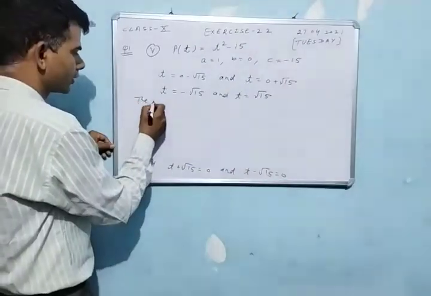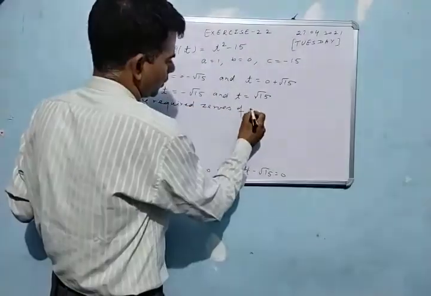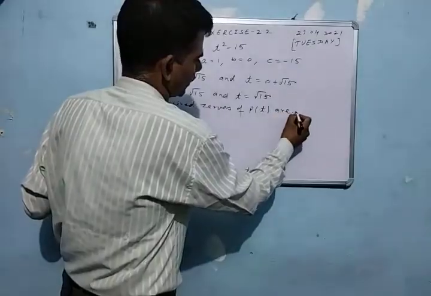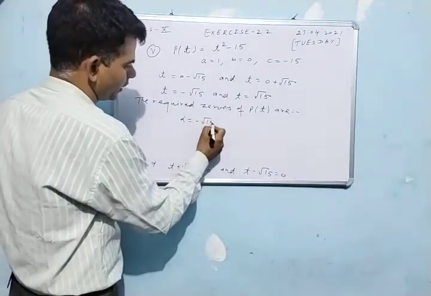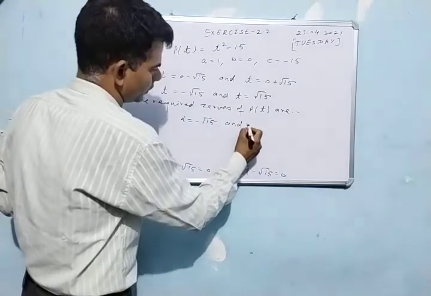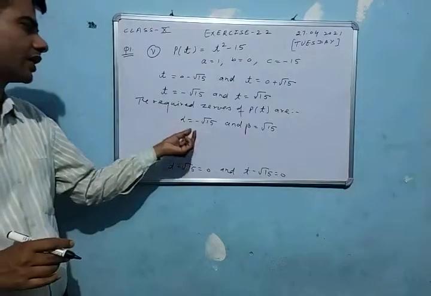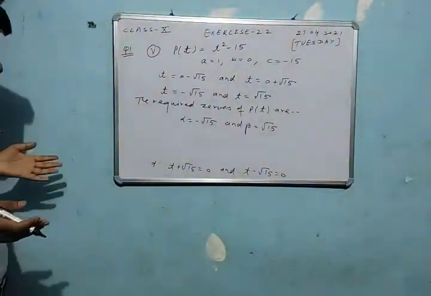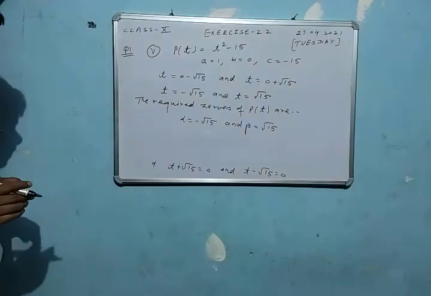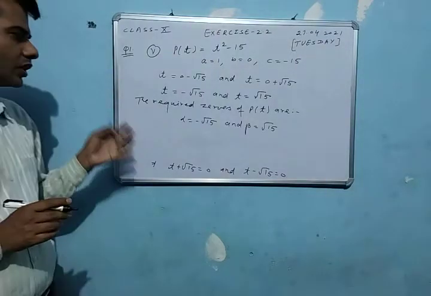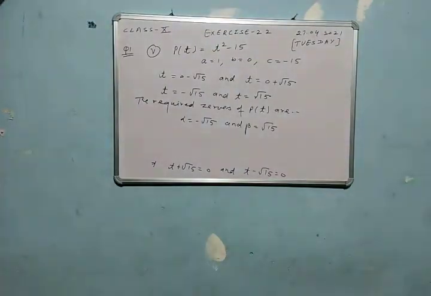Therefore, the required zeros of P of t are, student, alpha is equal to minus root 15 and beta is equal to root 15. Now, student, we will verify it. Students, alpha is equal to minus root 15 and beta is equal to root 15. Now we will verify it by using the zeros and coefficients of the polynomial. We will verify it. Student, do it fast.